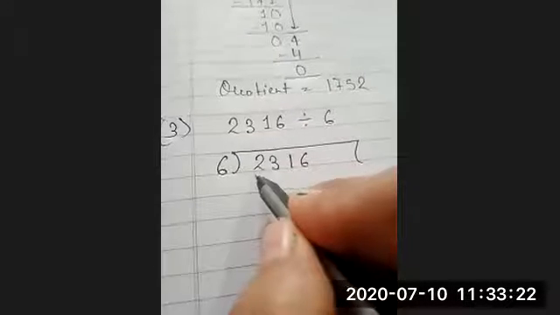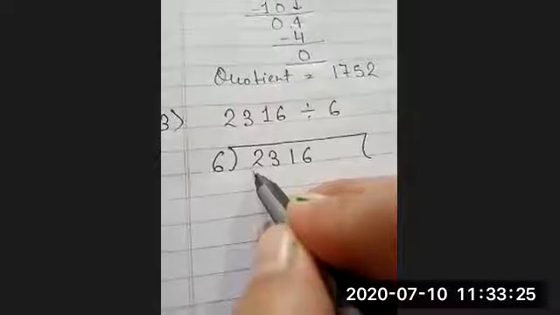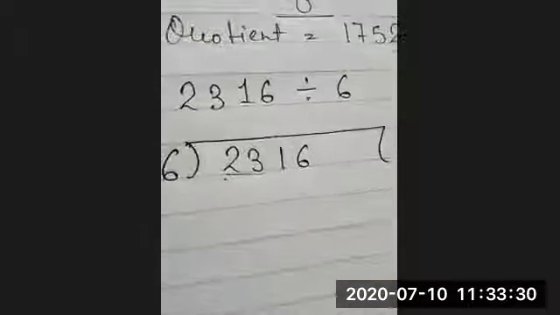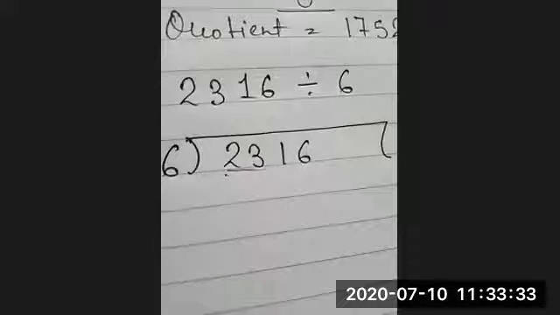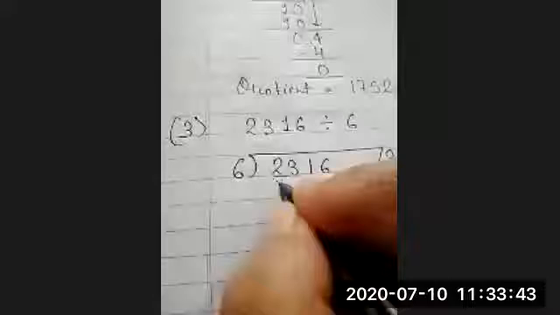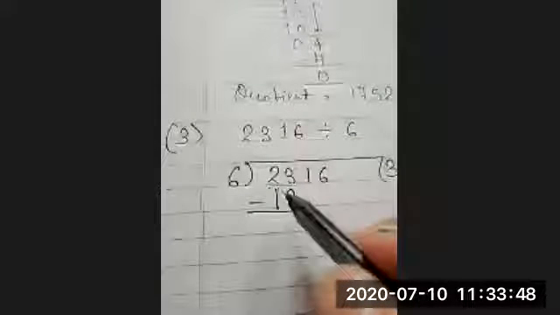Now see, 2 is less than 6, so we will take the 2 digits, that is 23. Now tell me the number which is less than 23 in 6 table. 6 4s are 24, which is more than 23, so we will divide it by 3. 6 3s are 18. Now 3 minus 8 we cannot do, so we will take carry from 2, so it will be 13. 13 minus 8 is 5, and 1 minus 1 is 0. 1 we will take down.